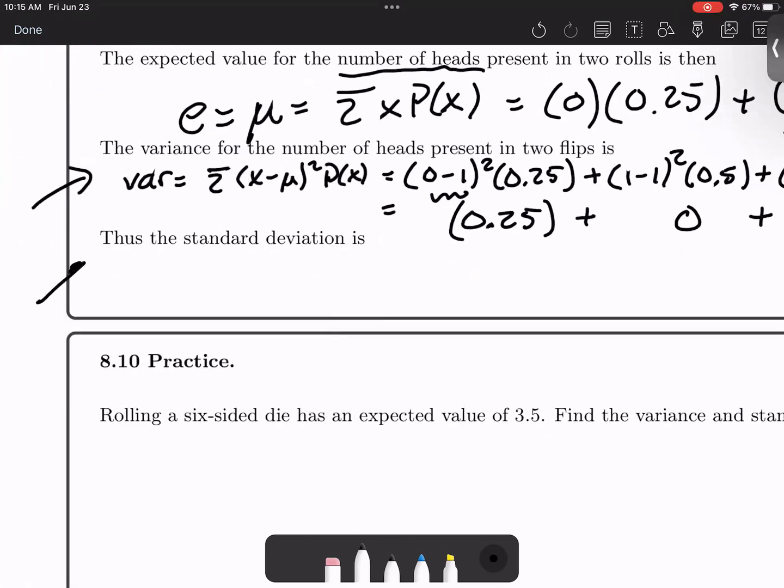All right, now to find the standard deviation, remind yourself the standard deviation is the square root of the variance. So you've done all the hard work. What is the square root of the variance? You get about 0.707.